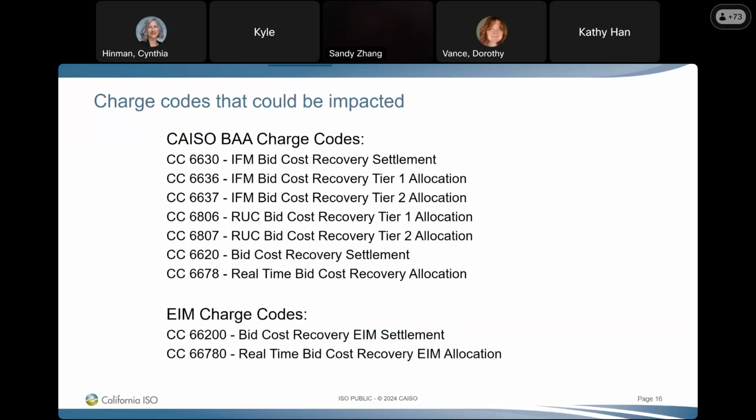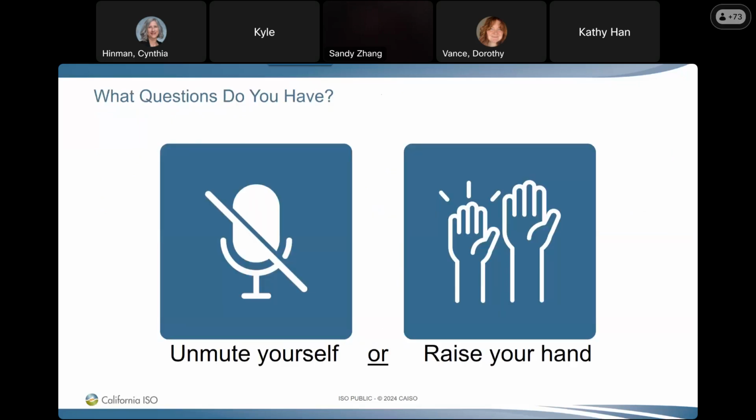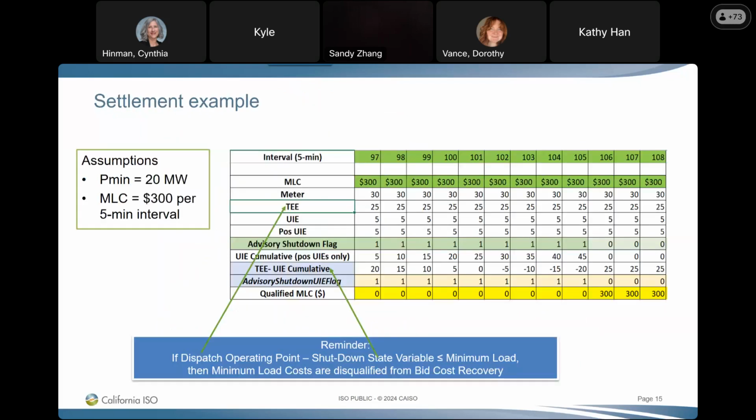I see that there is an example. I think we're at time for questions, so I'll go back to the example. I can see that Jeffrey has a question, and so in this example, is the advisory flag being put as a 1 because they are still generating, or because they are deviating from their TEE? Now, I know I've got Mel on the line. Mel, do you want to take that question? Yeah, let's read.